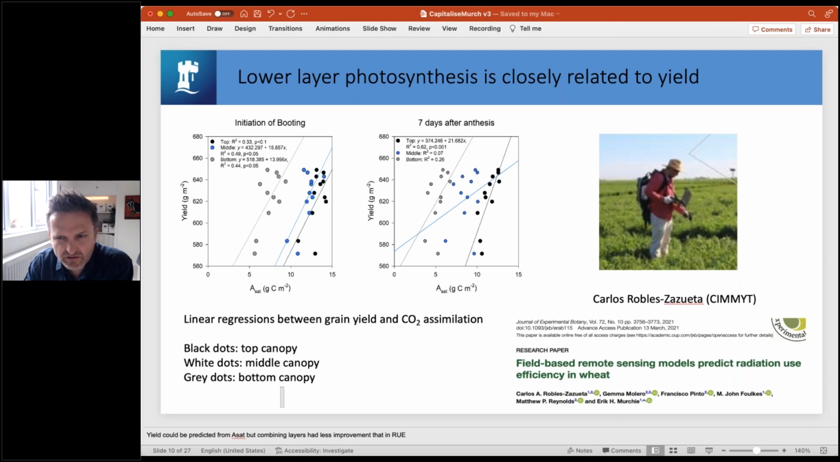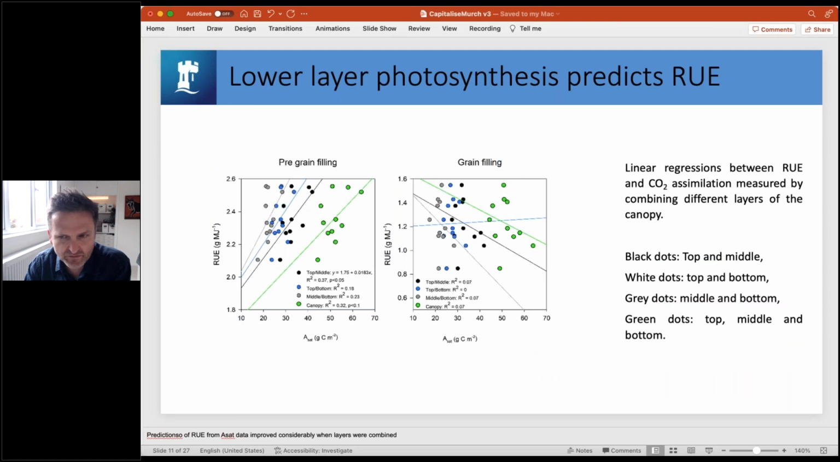So, I realize that the function of lower layers in terms of contributing to yield is not new. This has been going on for a number of decades, but I think it has to be said that progress has not been good for understanding the physiology of these lower leaves, particularly in terms of photosynthesis, except in the case of improving responses of photosynthesis to fluctuating light that has been shown recently. And here we see a similar pattern as the previous one, but for radiation use efficiency, which is the ratio between biomass produced and radiation intercepted.